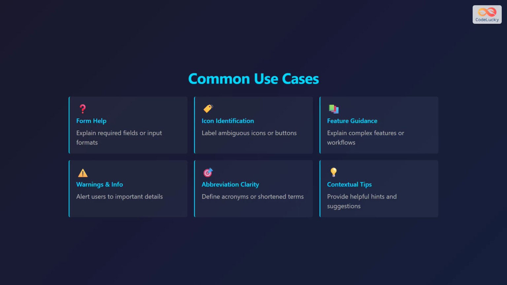Tooltips are used in many situations. In forms, they explain required fields or tell you what format to use when entering information. For icons, they identify what buttons or symbols mean since icons can sometimes be unclear. For features, they explain how complex parts of the website work. Tooltips also alert you to warnings or important details you should know. They can define acronyms or shortened words you might not understand. And finally, they provide helpful hints and suggestions to guide you through using a website or application.